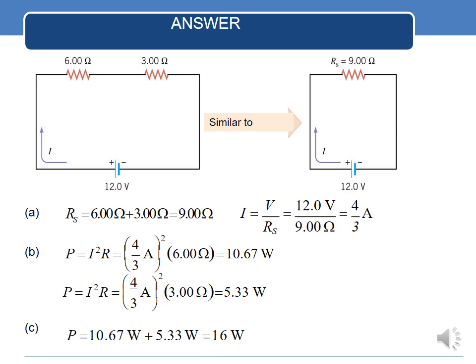And for the dissipated power at resistor 2, the 3 ohms here, P is equal to I squared R, 1.33 amps squared times 3 ohms, equal to 5.33 watt. So the total dissipated power in this circuit is simply the summation of the dissipated power at resistor 1 and 2. So you end up with a total dissipated power of 16 watt.